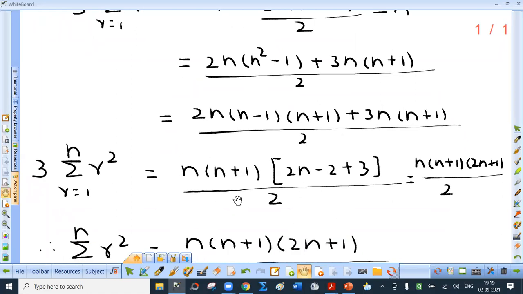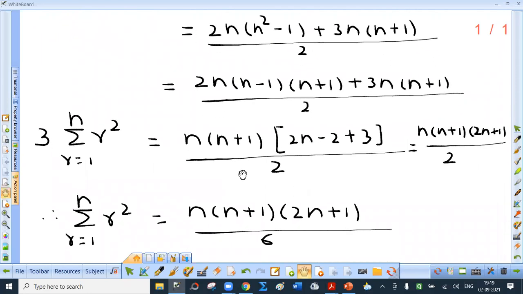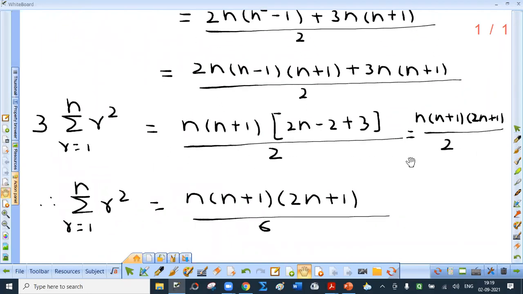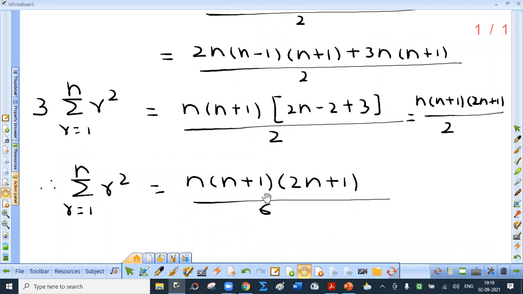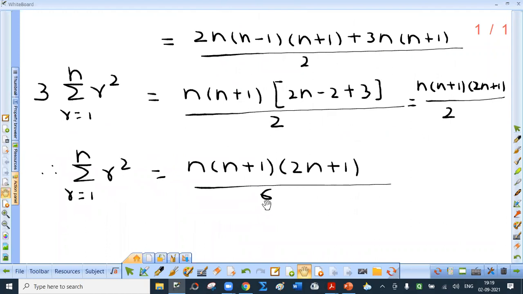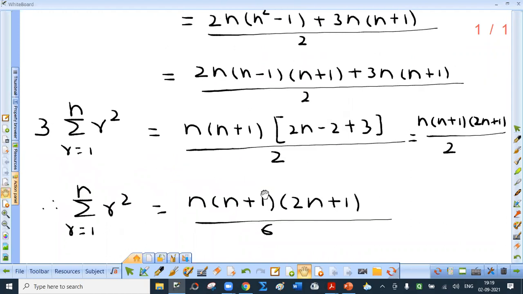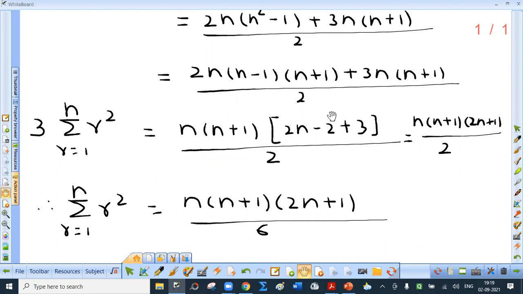But note that it is 3 times sigma r square. So what is sigma r square? Divide both sides by 3 to get n into n plus 1 into 2n plus 1 upon 6. Right. See, you have to use this as a standard formula. Sum of the squares of first n natural numbers is n into n plus 1 into 2n plus 1 upon 6.